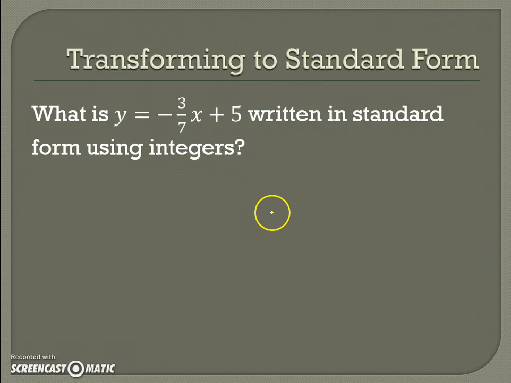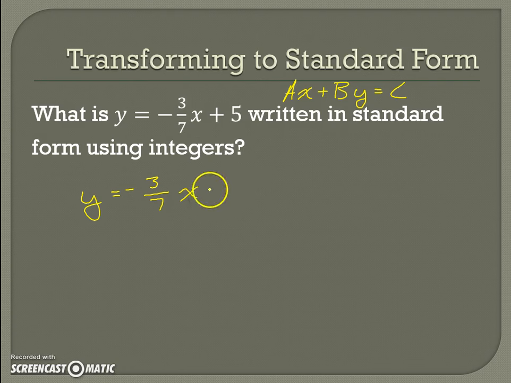All right, so transforming to standard form. Remember, standard form is ax plus by equals c. And notice here it says using integers. So the first thing that I need to do with this is to get rid of that fraction. This is going back to when you add or subtract fractions and you're trying to find that LCM. You have to find the denominator and eliminate it by multiplying by whatever the least common multiple is of all of the denominators. Well, this one only has one denominator, so it makes it really simple, which means I'm going to multiply everything by that value.